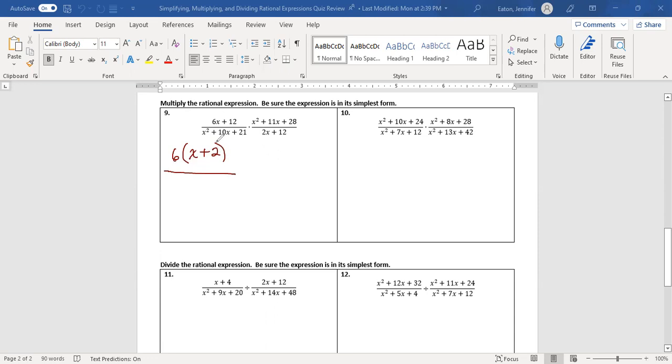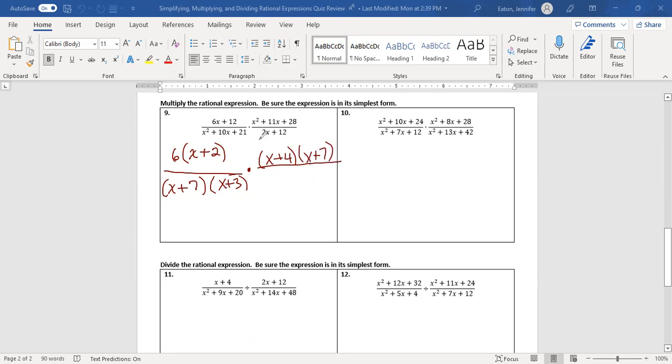Now draw a line. What multiplies to 21 and adds to 10? That's going to be x plus 7 and x plus 3. We're not done yet. We have to do the other side of our multiplication here. We still have to factor these. So we have, what multiplies to 28 and adds to 11? We say that's x plus 4, x plus 7.